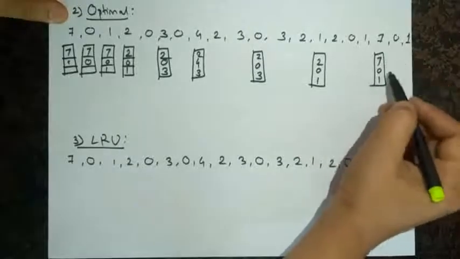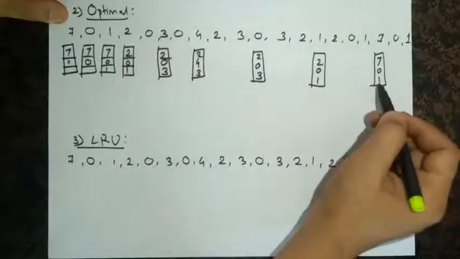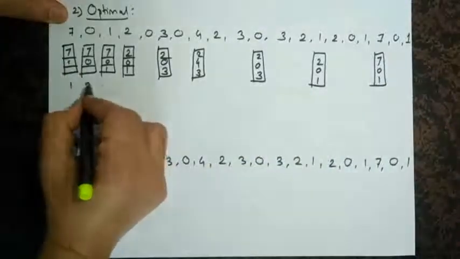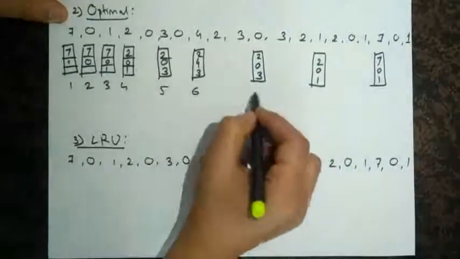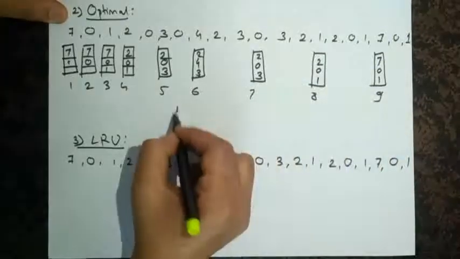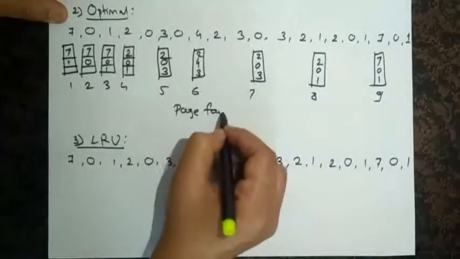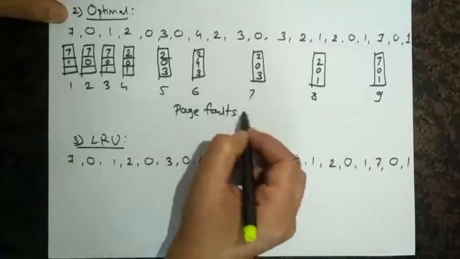Now 0 is requested, it is also there, 1 is requested, which is there. So we see that there are only 9 page faults in this particular algorithm.